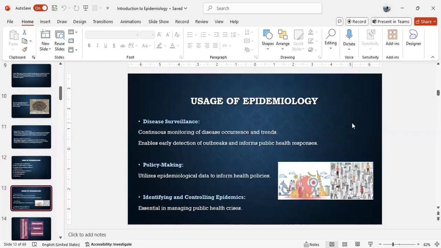Usage of epidemiology. Epidemiology is used in disease surveillance, where there is continuous monitoring of disease occurrence and trends. It enables early detection of outbreaks and informs public health responses. Epidemiology is used in policy making because it utilizes epidemiological data to inform health policies. And then it is used in identifying and controlling epidemics, which is essential in managing public health crises.